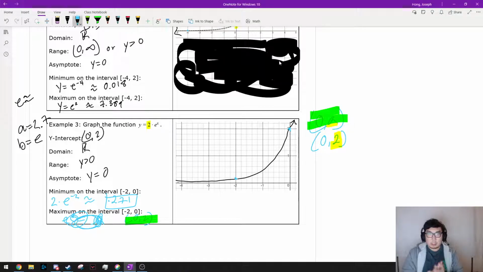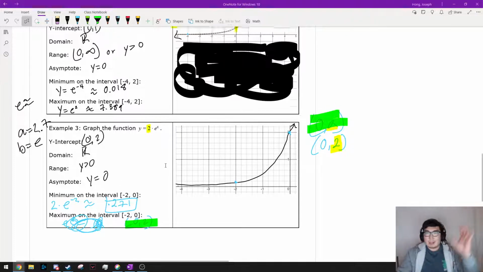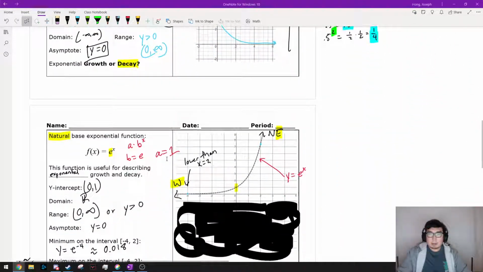That's pretty much all you need to know about the attributes of exponential functions. Next time we meet, we're going to be talking about transformations, as in, what if I moved it up, down, left, right, flipped it upside down, and so on.